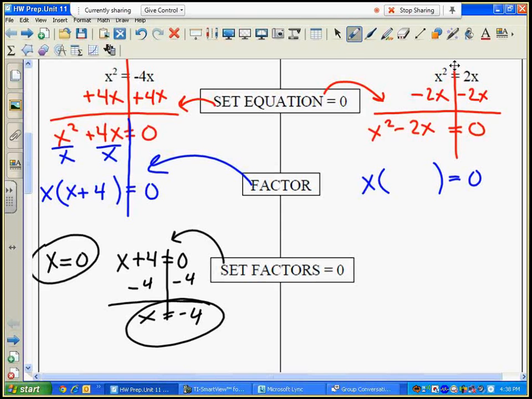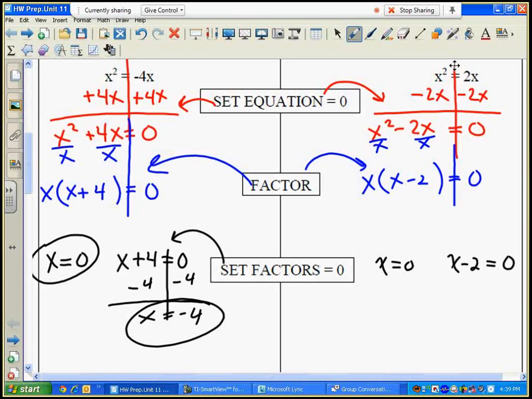When I do, what's left over is x minus 2. Notice that the x minus 2 is not a quadratic, so that means we're done factoring. This expression is completely factored. And notice we have a zero product here. We have x times x minus 2, which means we can set each one of them equal to 0 to find all of our possible solutions.